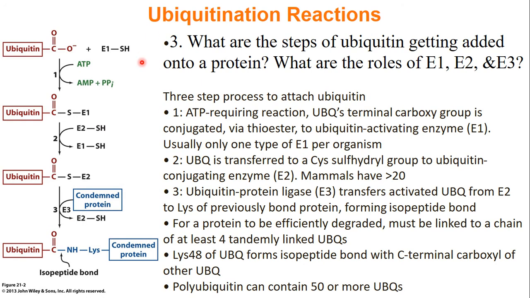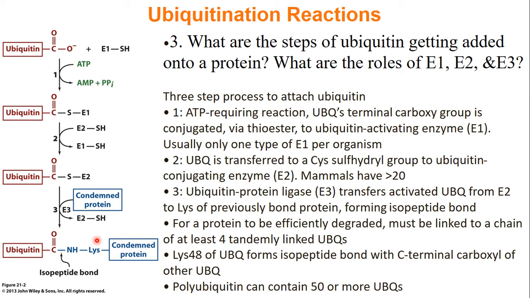What are the steps for ubiquitination, and what are the roles of E1, E2, E3? It is a 3-step process. First, E1 uses ATP to attach ubiquitin to itself. Then E1 passes this ubiquitin over to E2. E2 then passes this ubiquitin over to the protein we want to ubiquitinate, with the help of E3. So E3 is the protein that facilitates the transfer from E2 to the protein.